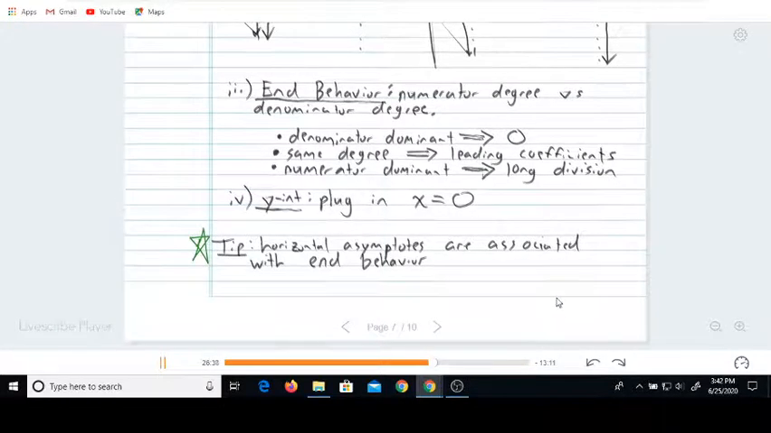Now, just a quick tip as you're working through the test review and homework, horizontal asymptotes are associated with end behavior. So if I'm asking you to determine any horizontal asymptotes, I'm essentially asking you to determine the end behavior of that rational function.